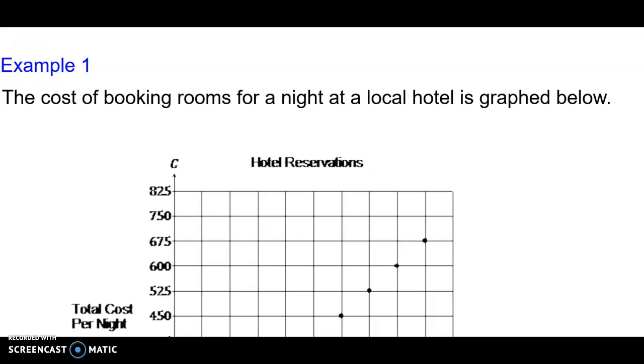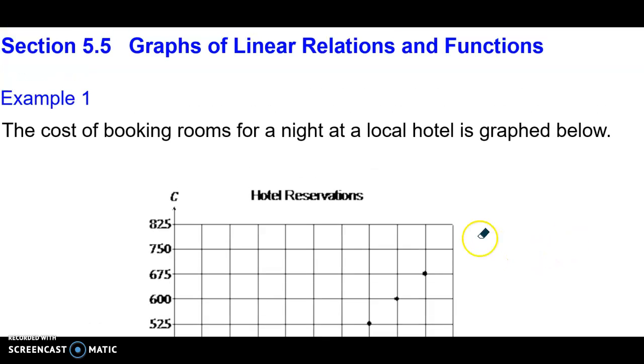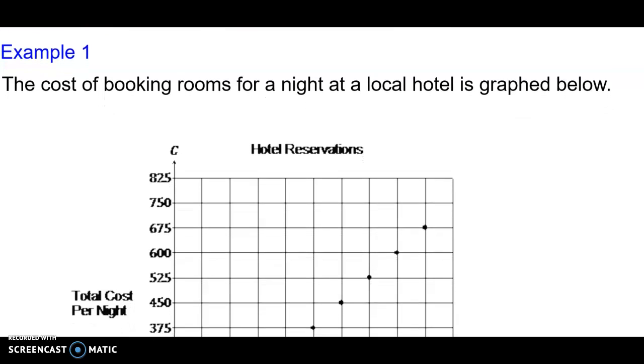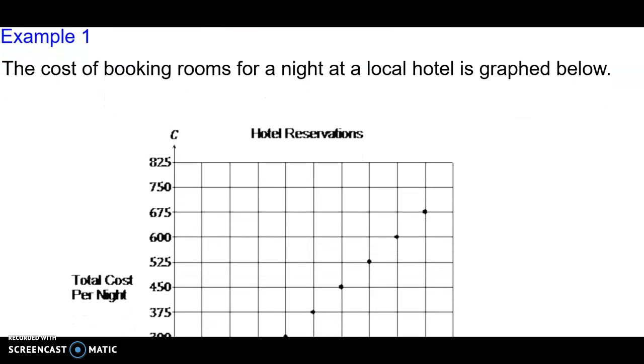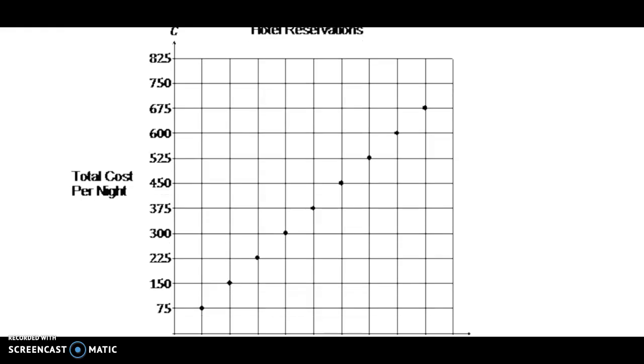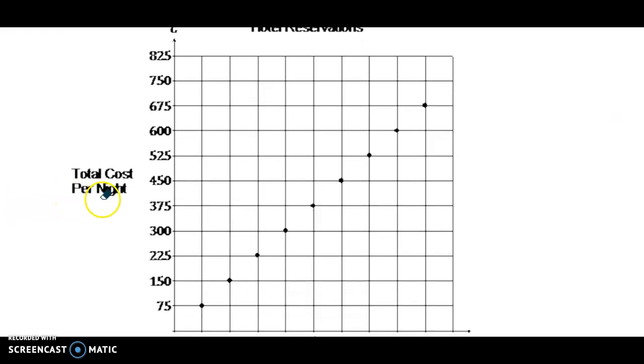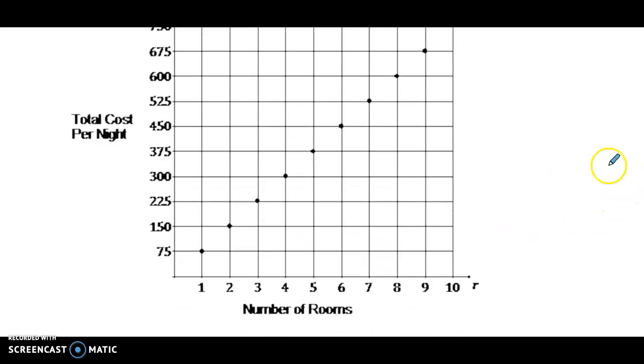For example 1 in section 5.5, we're going to look at linear relations and functions. So our graph shows the cost of booking rooms for a night at a local hotel. Our dependent variable here is our total cost per night. Our independent variable is number of rooms.